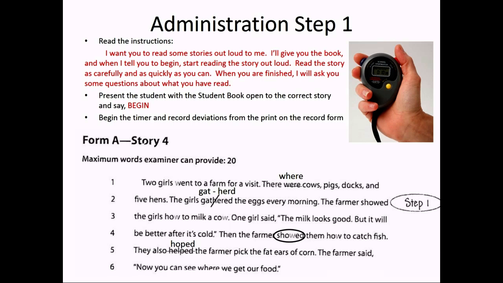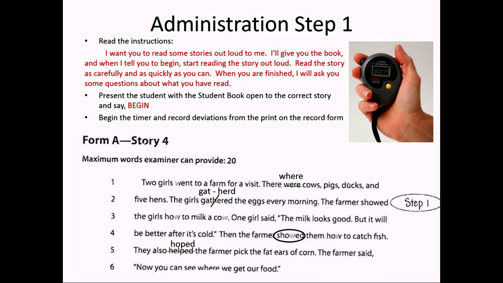And then as the child is reading, you're going to be marking the deviations from print. Now, this is story 4, and it says the maximum number of words that the examiner can provide is 20. So as the child is reading, if they hesitate too long, more than 5 seconds, then you're going to provide the word for the child.